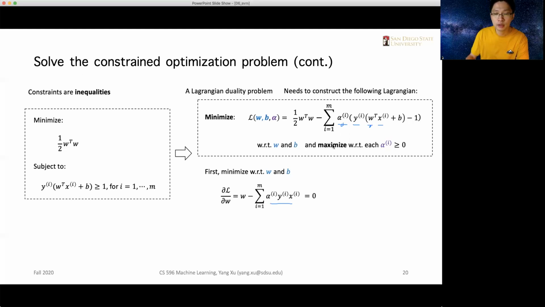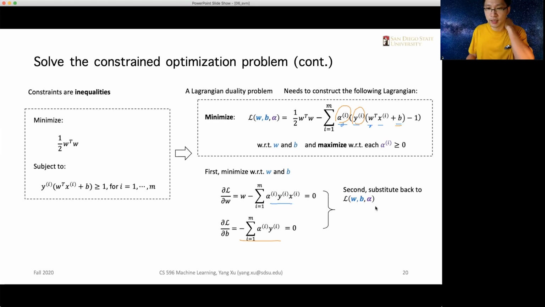And then we take the derivative with respect to b, because the only term that has b is here. Let me use another color. The only b we have is here. And the coefficients associated with b are y and alpha. So that's why the only thing left is here. And we also want the derivative to be 0. So now we have two equations.